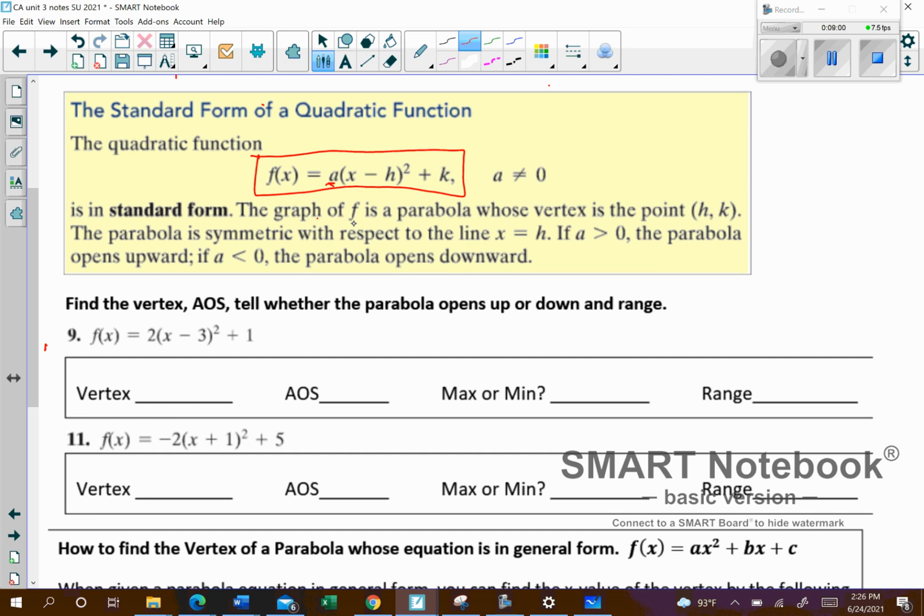So the graph of f is a parabola whose vertex is located at (h, k). So it's going to be those values right there. Now you'll notice with the h, there's a minus there, okay? And so we'll talk about that because that will affect the sign of your vertex, and we'll talk about why that is in a moment. And then the plus k, once again, that will affect your sign right there for the y value of your vertex.